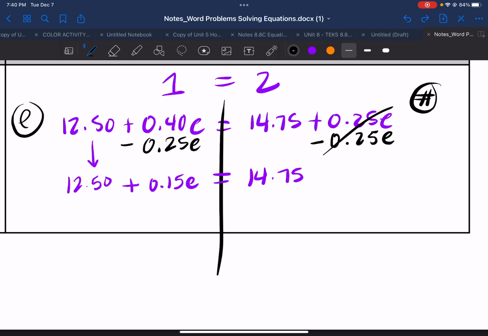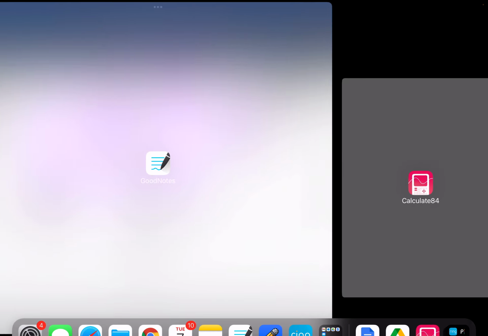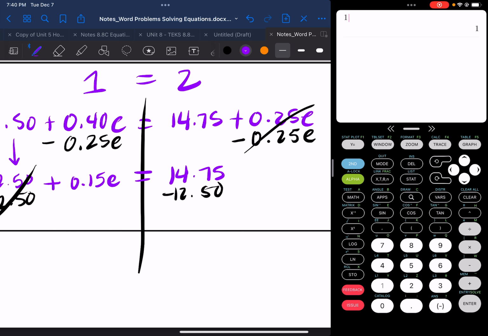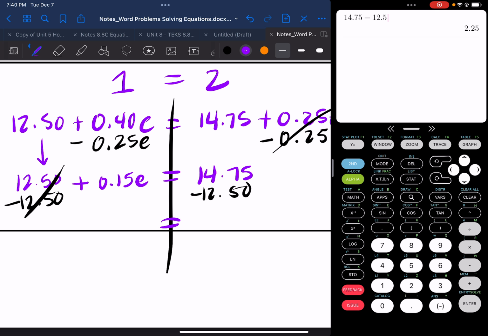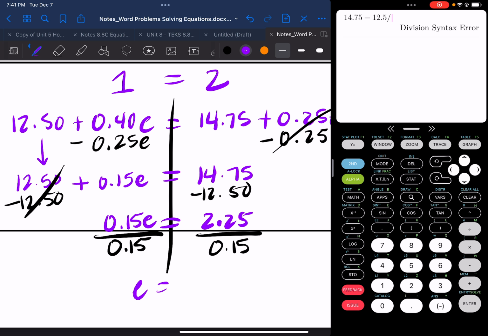Subtract 12.50 from each side. That goes away. So what do I have left? Well, Mr. Sauce's math is not always on point, so let's bring up this calculator. 14.75 minus 12.5 is equal to 2.25. And I still have 0.15E on this side. Last step, divide by the number in front, 0.15. So we have E equals 2.25 divided by 0.15, which is 15.